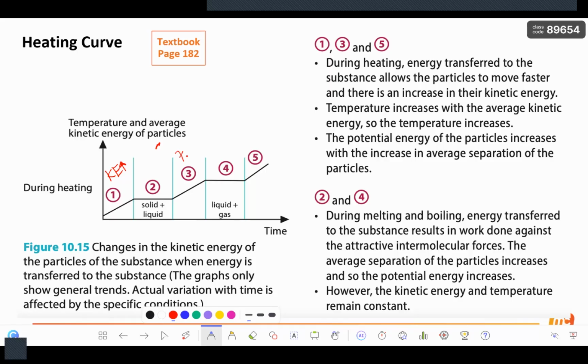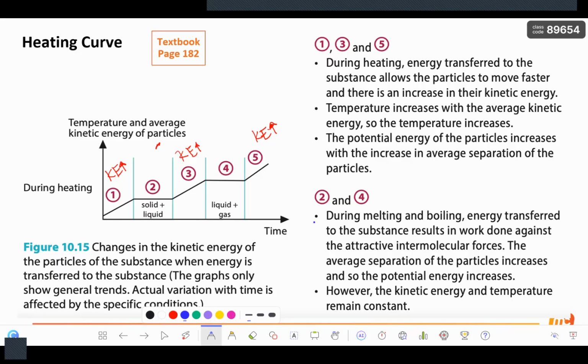Okay, KE, KE, because the temperature increases, kinetic energy increases. Okay, and then at 2 and 4 is where the temperature doesn't change. It's a flat line. Okay, it means that it's changing state. So the first one will be melting, and then the second one will be boiling.